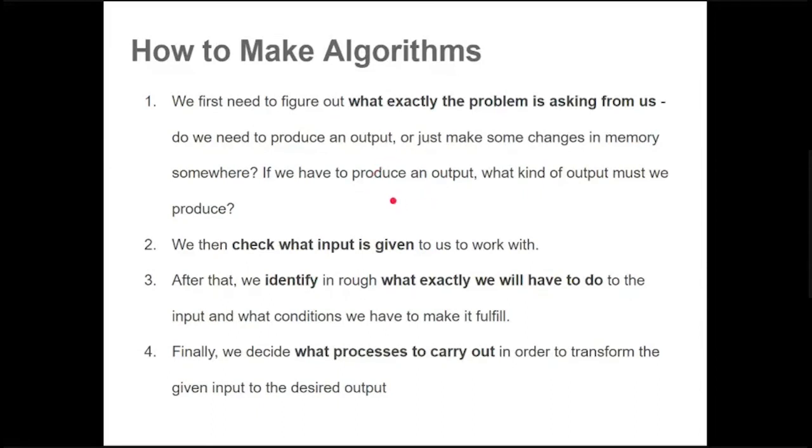So it's very important for us to understand how exactly we make algorithms. We first need to figure out what exactly the problem is asking from us. Do we need to produce an output or maybe just make a change in memory somewhere, like change the value of a variable? If we have to produce an output, what kind of output must we produce? We then have to check what kind of input is given to us to work with. After that, we identify in rough what exactly we will have to do to the input and what conditions we have to make it fulfill. Finally, we decide what processes to carry out in order to transform the given input to the desired output.